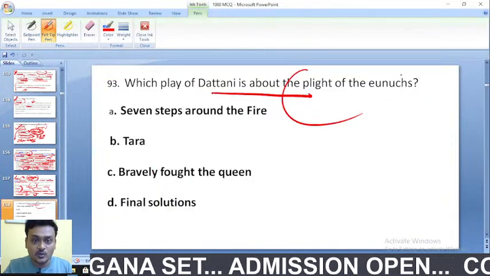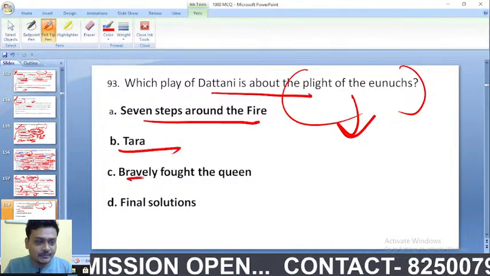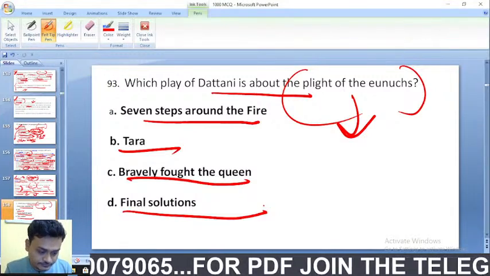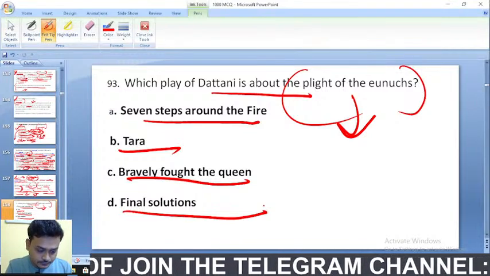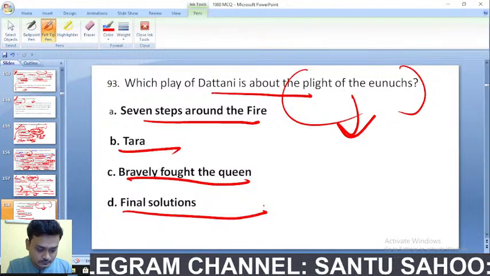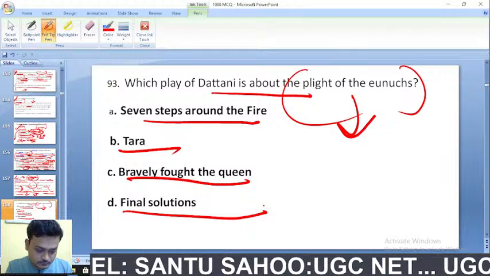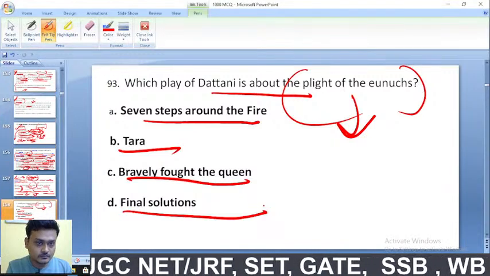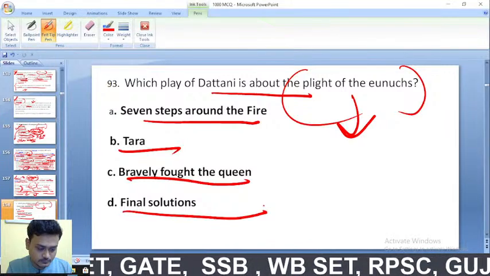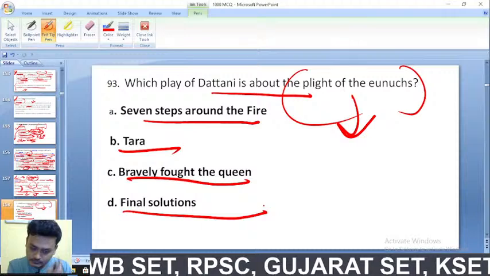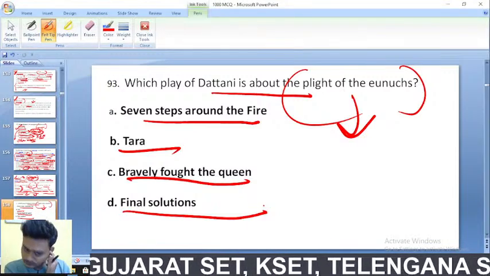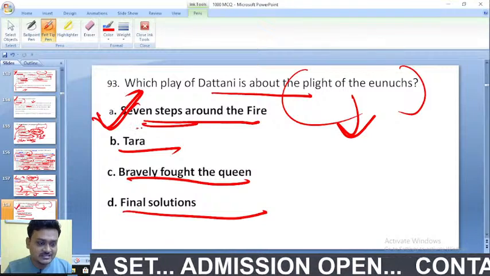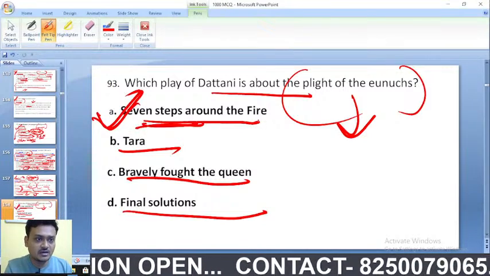Which play of Dattani is about the plights of the eunuchs? Seven Steps Around the Fire, Tara, Bravely Fought the Queen, Final Solutions. Plight of the eunuchs, here it's Seven Steps Around the Fire. Seven Steps Around the Fire is the right answer.